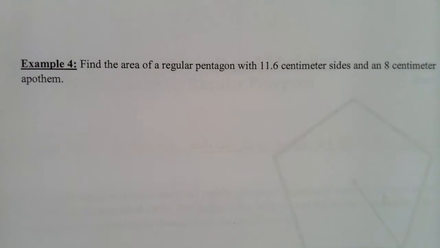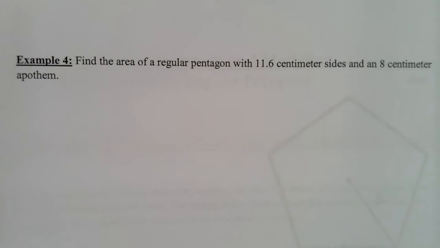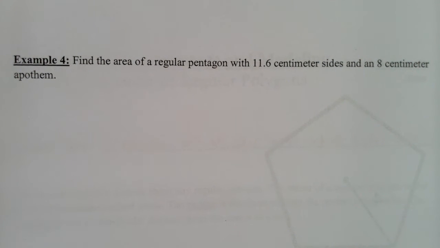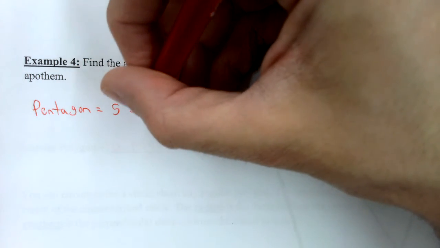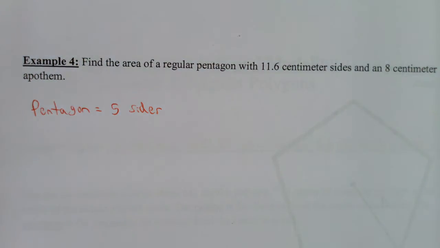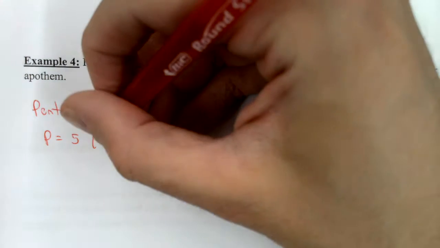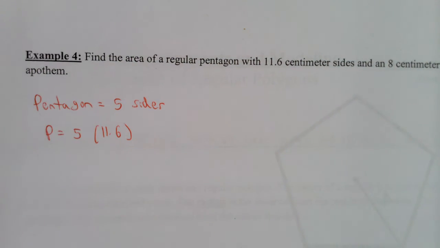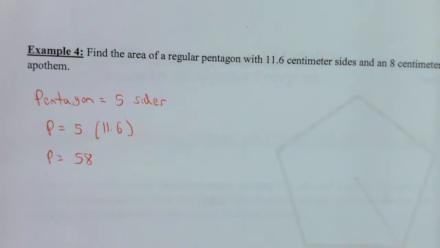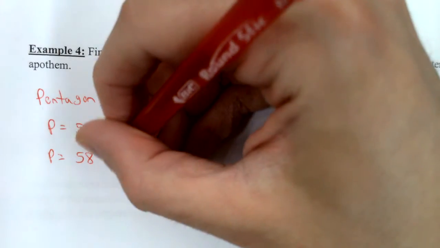Find the area of a regular pentagon with 11.6 centimeter sides and an 8 centimeter apothem. Okay, so again, first thing I'm going to say is that a pentagon has 5 sides, in case you don't know that already. So the perimeter is going to equal 5 times 11.6, because that's each side. I'll give you 58 centimeters for the perimeter.